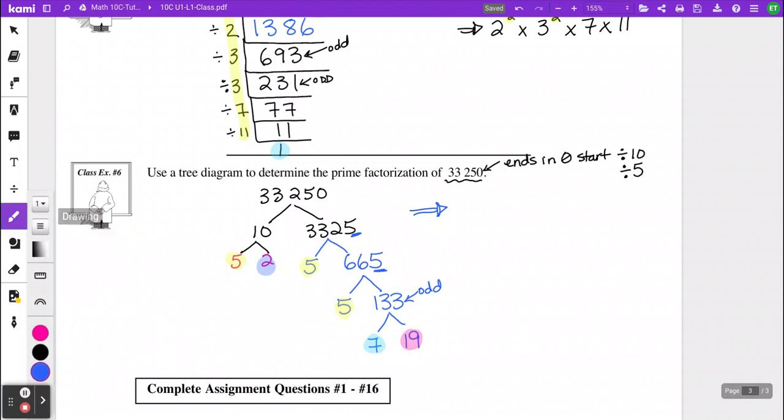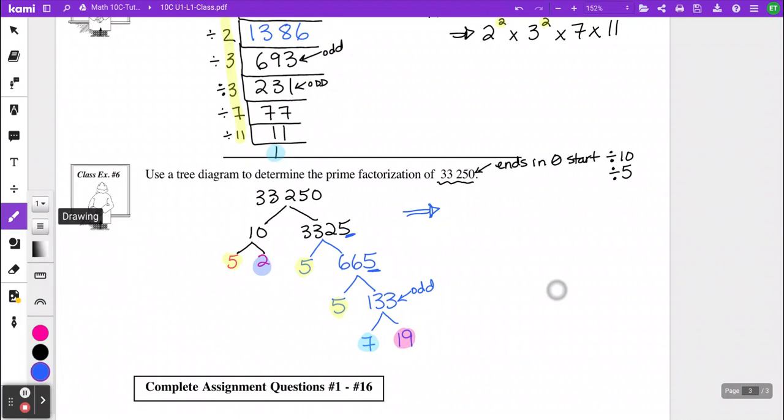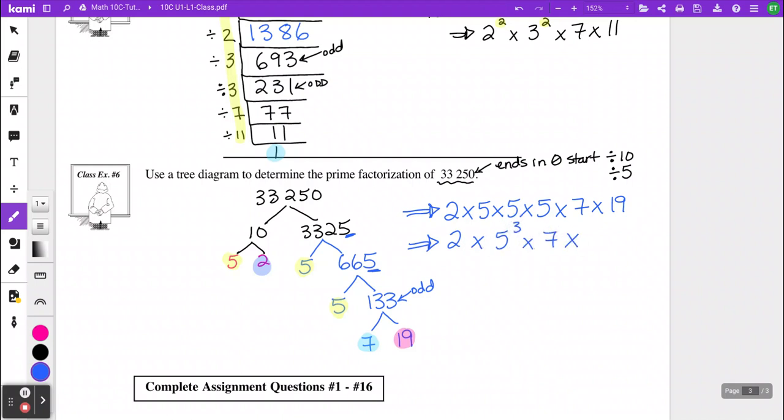So all of them are different. So we're going to list the ones smallest to biggest. So a 2 is our smallest. Then I'm going to list my 3 5s. They're the next biggest number. Then I'm going to list my 7, and then I'm going to list my 19. And again, that is your expanded form. In exponential form, we would have 2 times 5 cubed times 7 times 19. This concludes Lesson 1 for Unit 1.